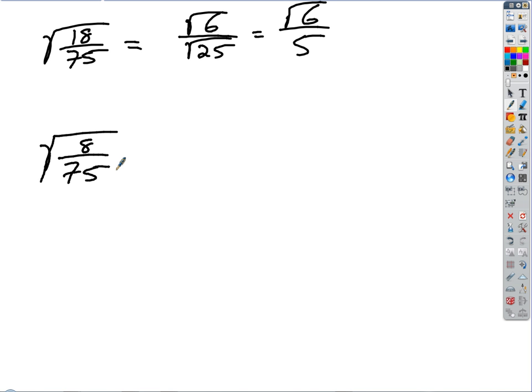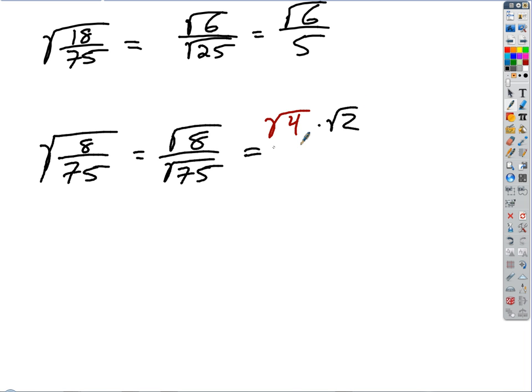So we're going to split this up top and bottom separately, though. Square root of 8 over square root of 75. Let's simplify the top and the bottom as much as we can. And then if we're stuck with a radical on the bottom, we've just got one last step to do. So on the top, what's the biggest perfect square, if any, that divides into 8? 4. Everybody agree? I can write that as square root of 4 times square root of 2. And on the bottom, is there a perfect square that goes into 75? 25 maybe, huh? Okay.